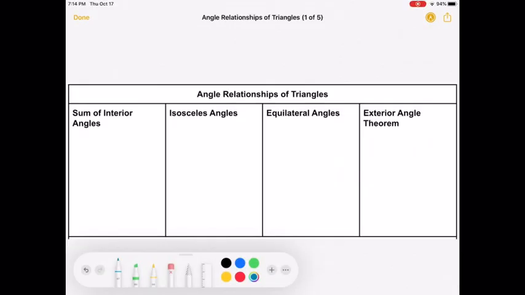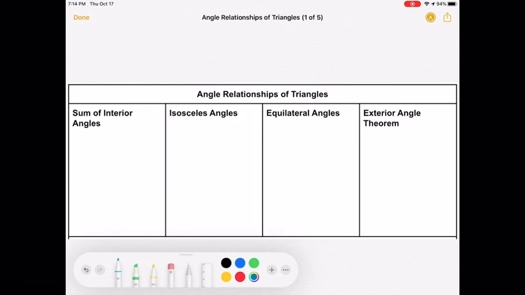Hello everyone, so these will be notes 3A.2, angle relationships of triangles. So we're going to focus on these four kinds of relationships today, and then how we can use those to find missing angles. So similar to what we did with the angles section, okay?